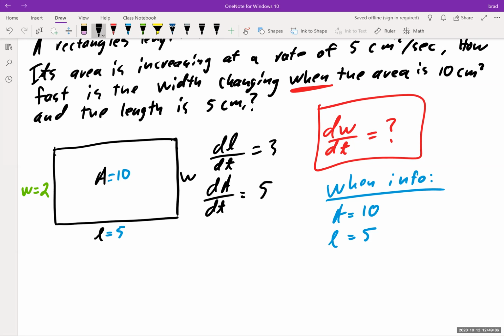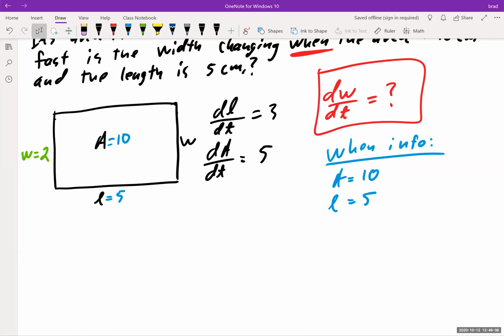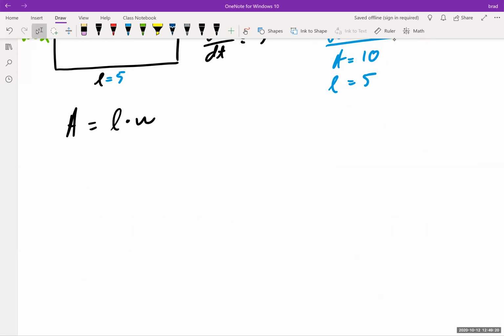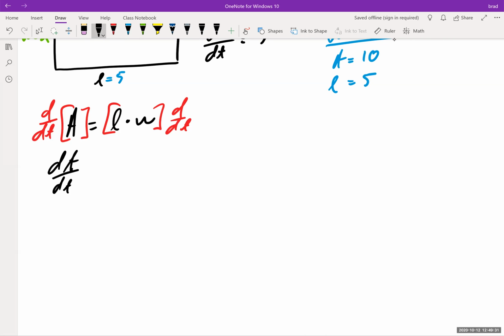So what I need to do first is set up an equation that relates area and length times width. We know the equation that relates is area equals length times width. Okay, so remember, I can't plug in when info, I can only plug in constants. We don't have any constants right now. So I'm going to take the derivative of both sides with respect to t. This will become dA/dt equals, now we can't forget that this is a product, so we're going to have to do the product rule. So the derivative of L is dL/dt times W plus L times dW/dt.